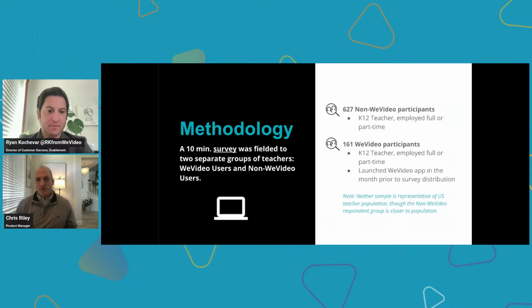So the first thing we did is we went out and we found some participants. We had 627 non-WeVideo participants. We really approached it two different ways. We knew we wanted to get insights from people who were using WeVideo as our customers. We want to make sure that we're listening to them, but we also wanted to understand the whole education landscape in a more holistic way. So we partnered with a third-party platform. The participants were compensated for their time. We were able to find just over 600 participants who were willing to do our survey.